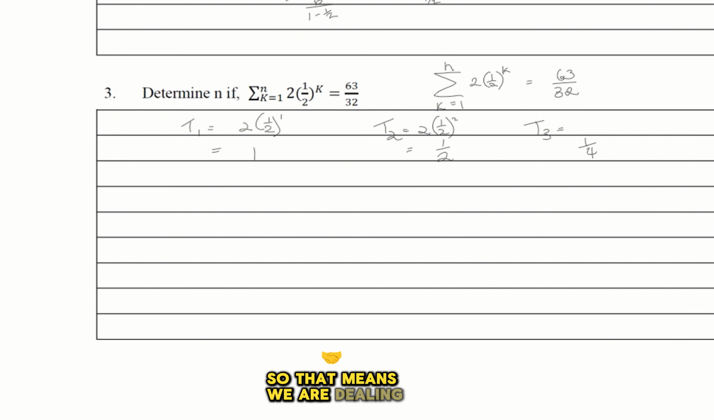So that means we are dealing with a quadratic pattern. No, we're dealing with a geometric pattern. I'm just checking who's awake and who's asleep. A geometric pattern which has a constant ratio of a half.